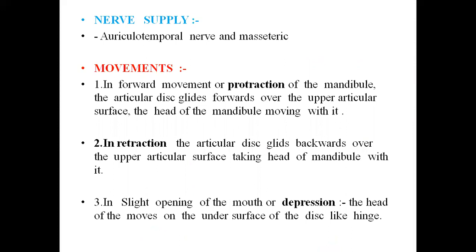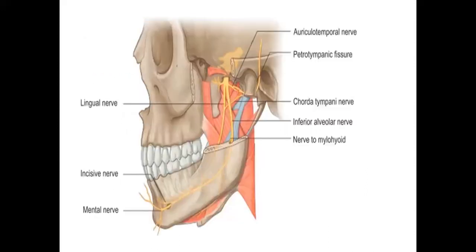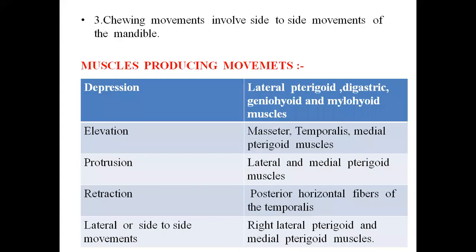The movements are protraction, retraction, depression and elevation, and side to side gliding movements. The forward movement is called protraction, and the backward movement, where the articular disc glides backward, is called retraction, whereas the slight opening of the mouth is depression and the closing of the mouth is elevation. For depression, the lateral pterygoid muscle, digastric muscle, geniohyoid and mylohyoid muscles are involved.